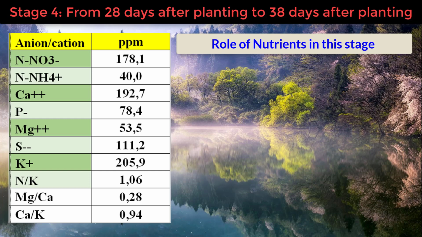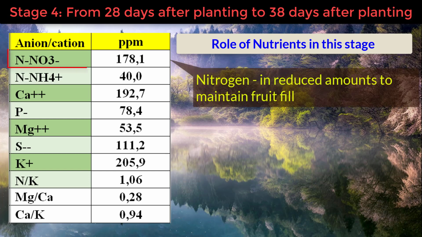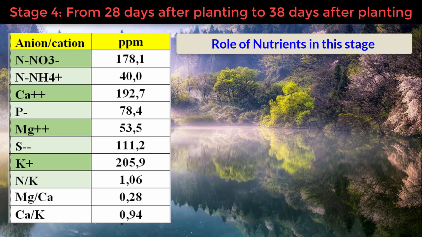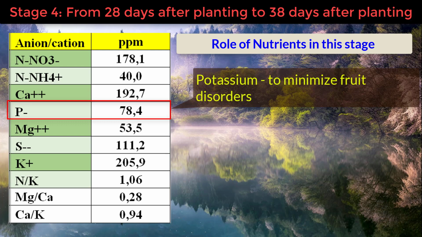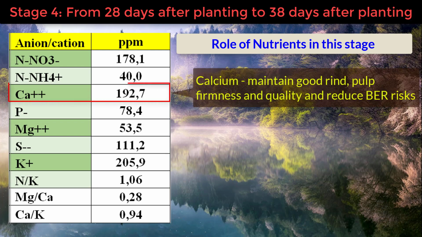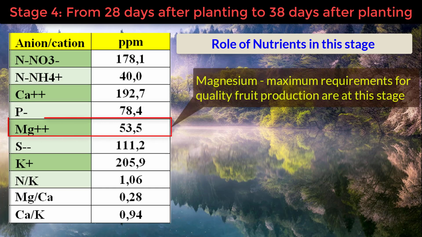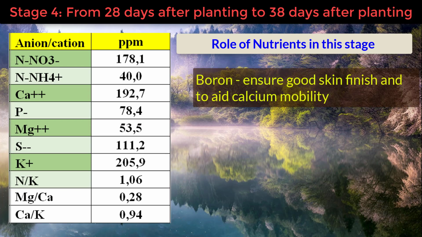Role of nutrients by melon growth stage. Nitrogen in reduced amounts to maintain fruit yield. Potassium to minimize fruit disorders. Calcium maintains good ripeness, performance and quality, and reduces BER risks. Magnesium: maximum requirements for quality fruit production are at this stage. Boron ensures good skin finish and adds calcium mobility.